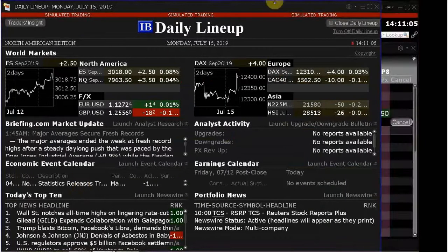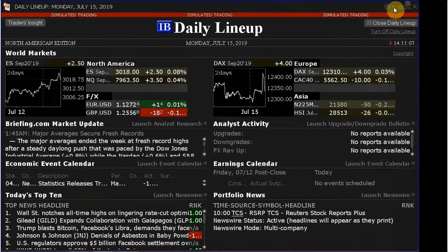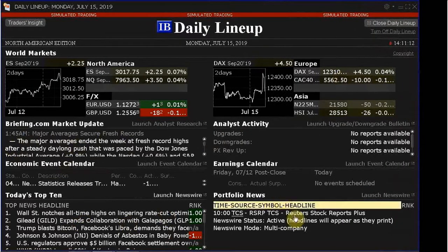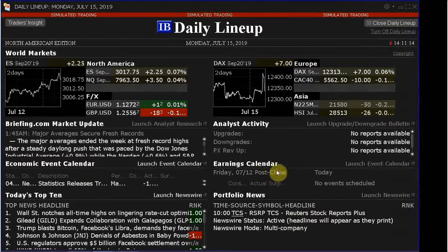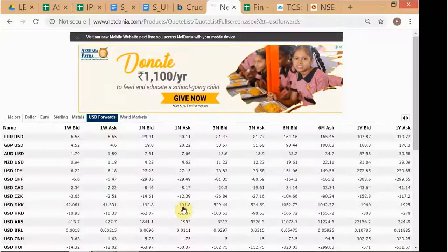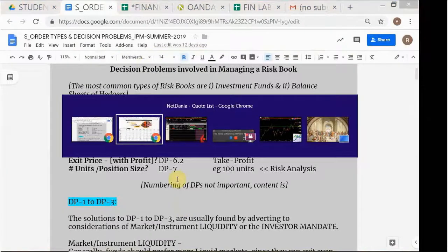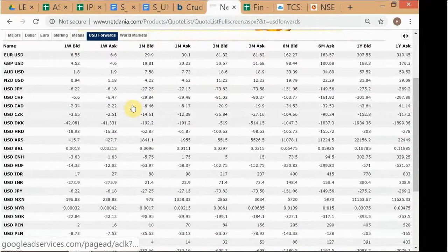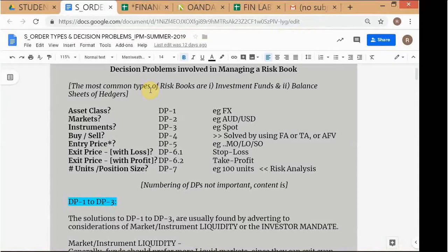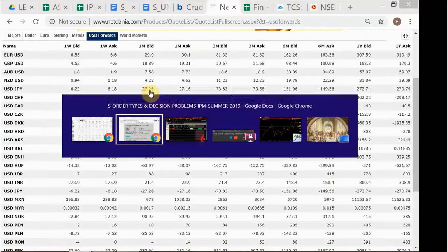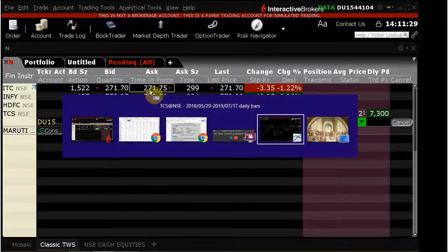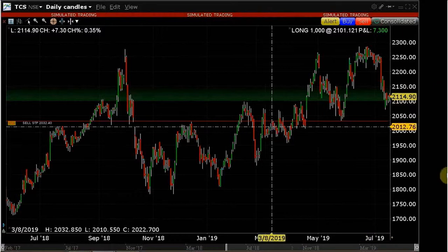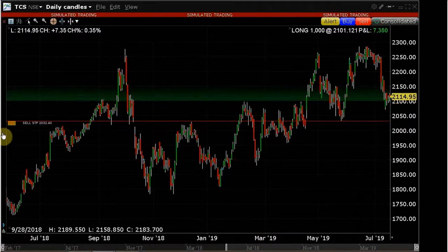You can also learn a lot from here. All kinds of analyst activity. What is this? And you have news here. You can learn about our earnings calendar, all this stuff. I'm going to shut it down because I don't need all this stuff. This is that chart that I had loaded up for TCS. That is also showing here.